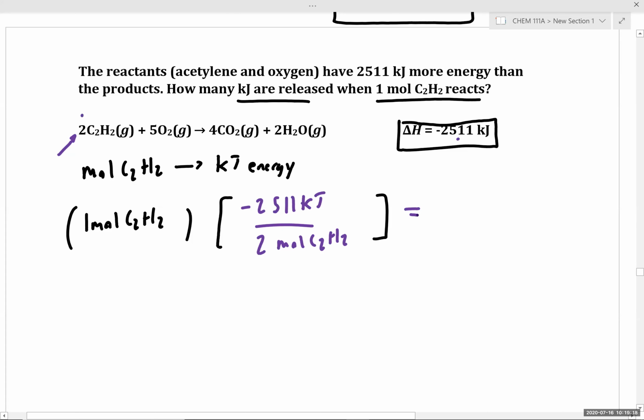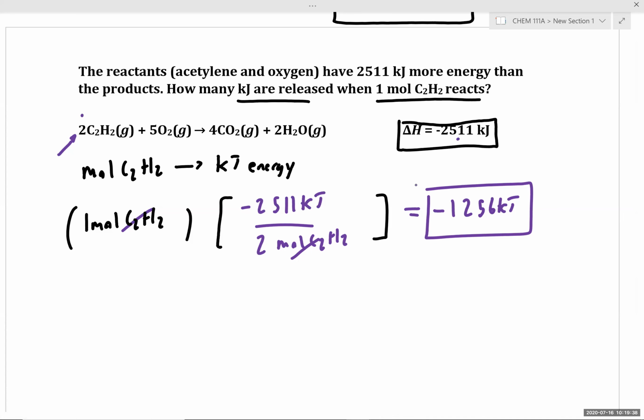Now, if we punch this into our calculator, that in turn gives us negative 1,256 kilojoules total. The moles of acetylene cancels out. Does that make sense to everyone so far? Does everyone see how we can use the enthalpy for a given chemical equation to calculate the energy absorbed and released by the chemical reaction in this case?